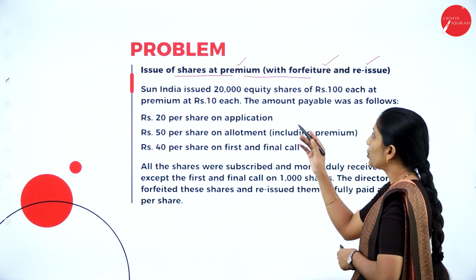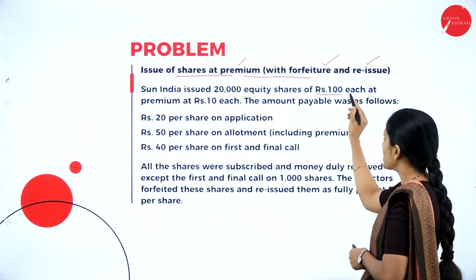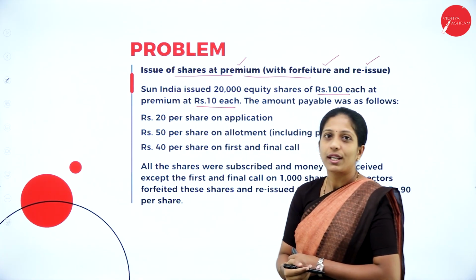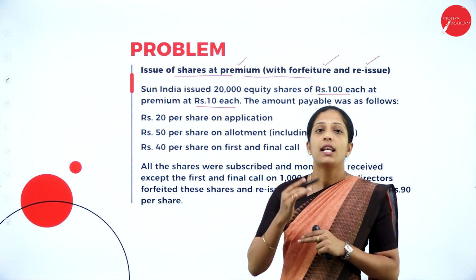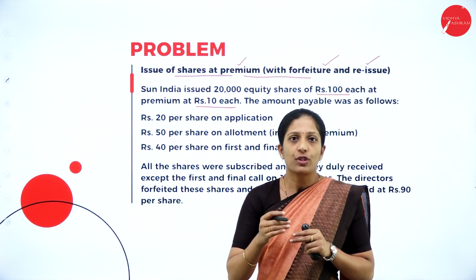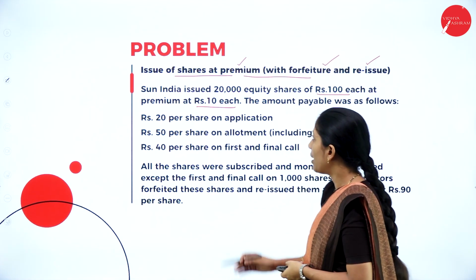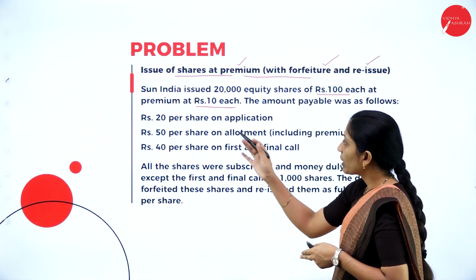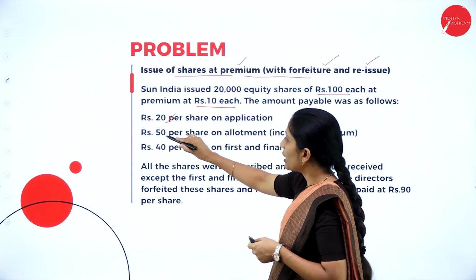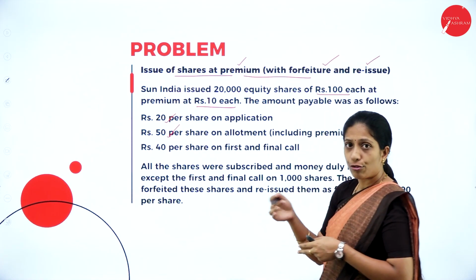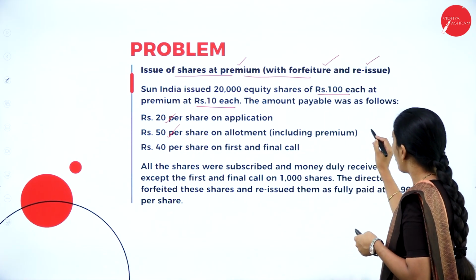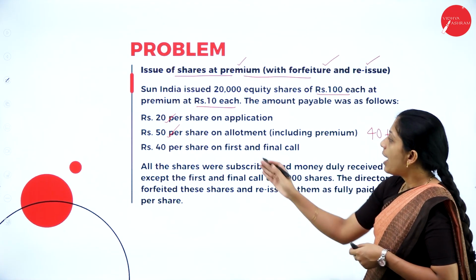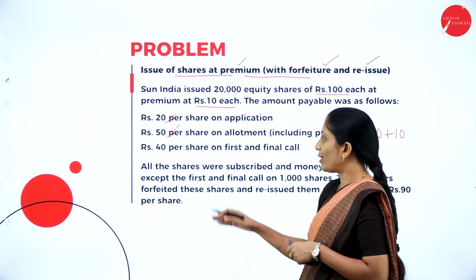Sun India issued 20,000 equity shares of rupees 100 each at a premium of rupees 10 each. So here the shares of 100 each are being issued at 110, which means that 10 rupees is premium. The amount is payable as follows. So how is the amount payable? 20 on application, 50 on allotment, where it includes premium also, which means 40 plus 10 rupees premium, and 40 per share on first and final call.